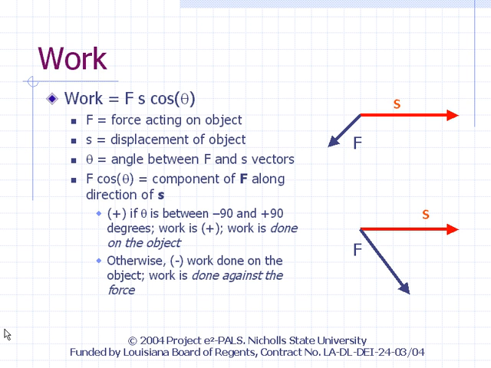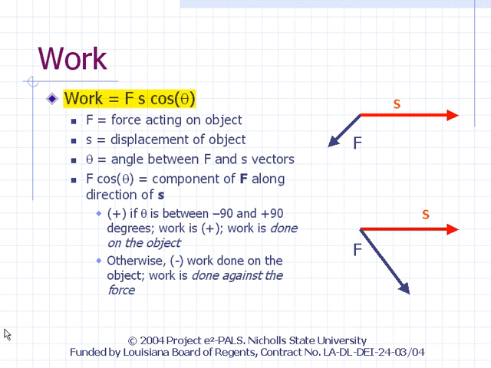If a force is applied on an object, we define the work done on the object by the force as F times S times cosine theta. In this equation, F is the magnitude of the force, S is the displacement, or change in location of the object, and theta is the angle between the force and displacement vectors.